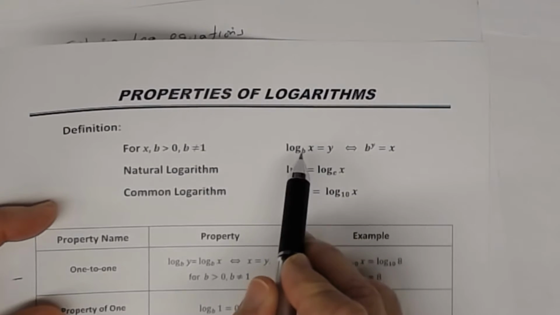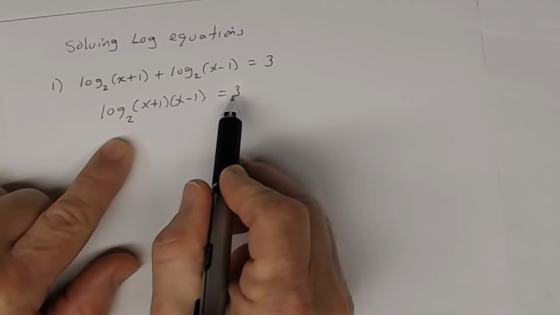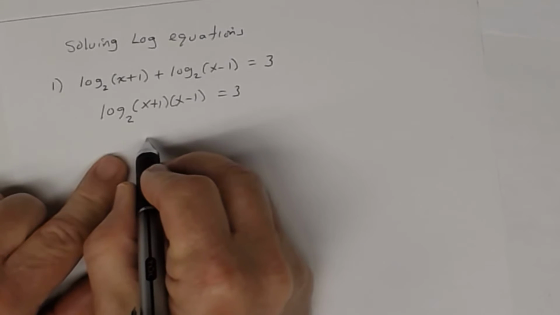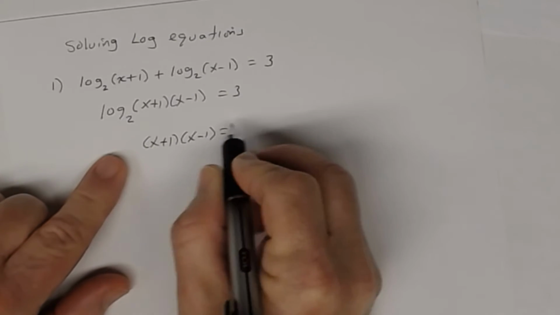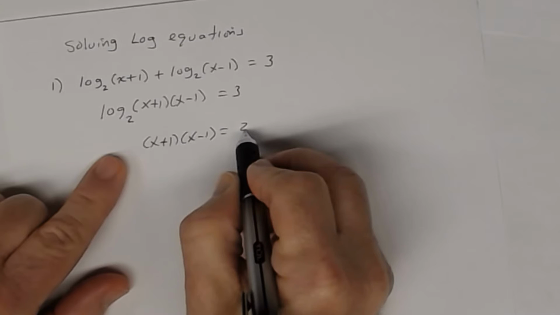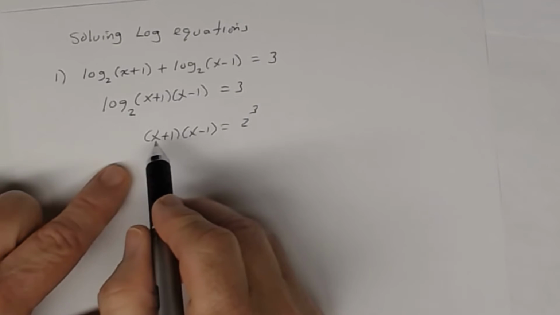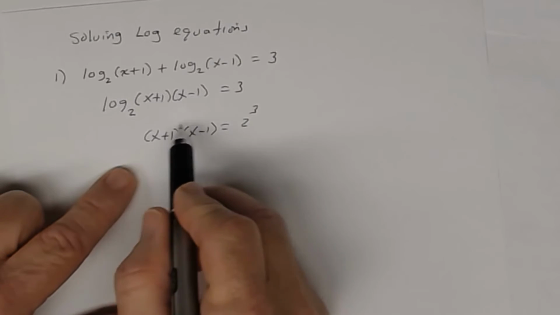That's one of the things that you learned in the lessons. So what that means is this: 2 to the third is going to equal this product, the argument. So I have x plus 1 times x minus 1 is going to equal 2 to the third. Okay, and so now we have to solve for the variable. I'm multiplying two binomials here, so let's go ahead and multiply this out.